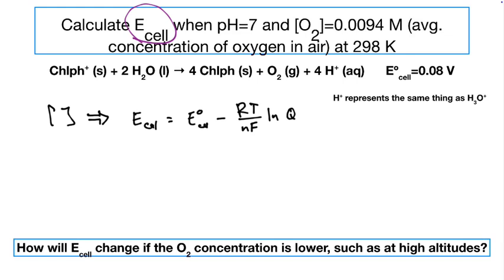RT over nF, ln of Q. So we could now look at Q. All right, what is Q? Q, and I don't know what symbol to put here because it's not really proportional, it's not really equal to, but it's solved the same way as K. And what was K? Products over reactants. So if we're seeing concentrations, we should be thinking K.